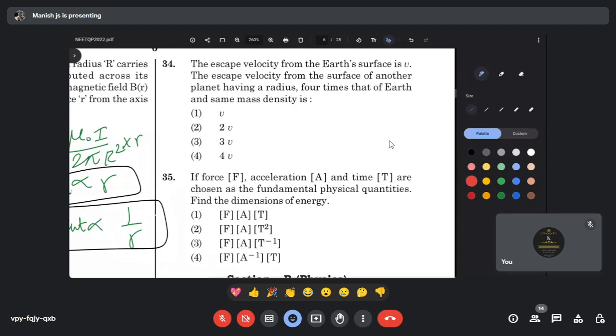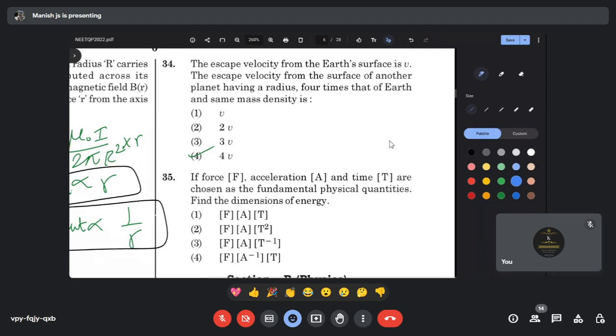So the relationship, if you look, is under root of 2GM upon r. So use that relationship and simplify. If you simplify, I think you are getting 4v, correct? Yes, 4v, sir. 4v is the correct answer. Good. So 4v is the answer.